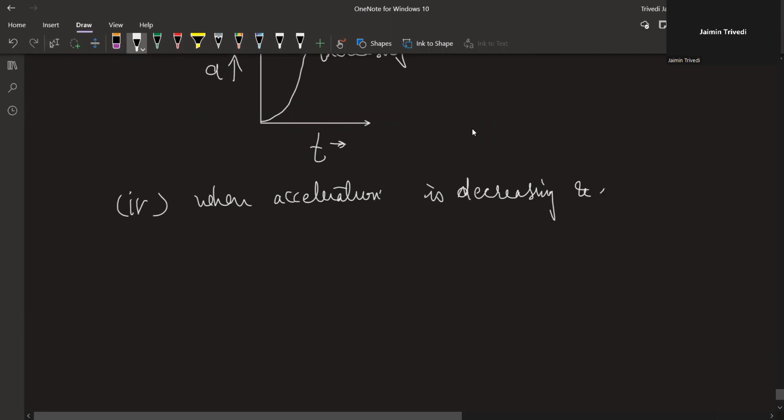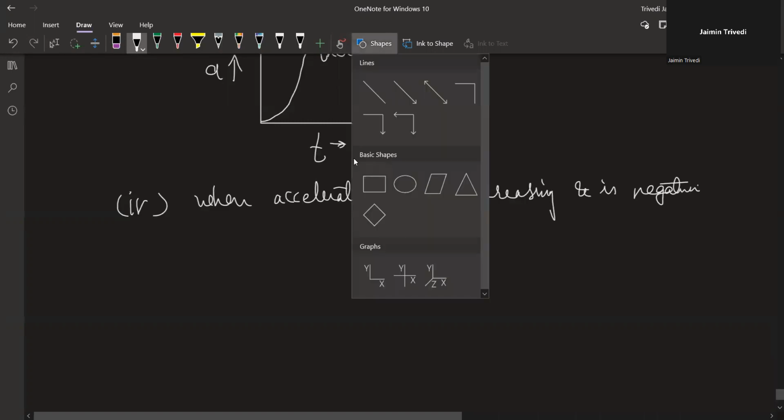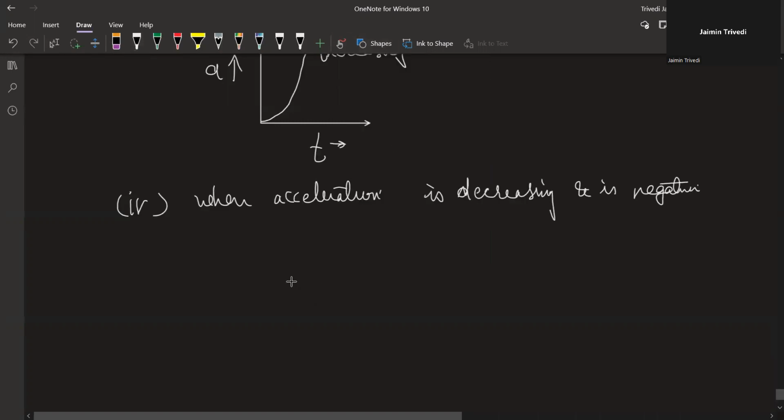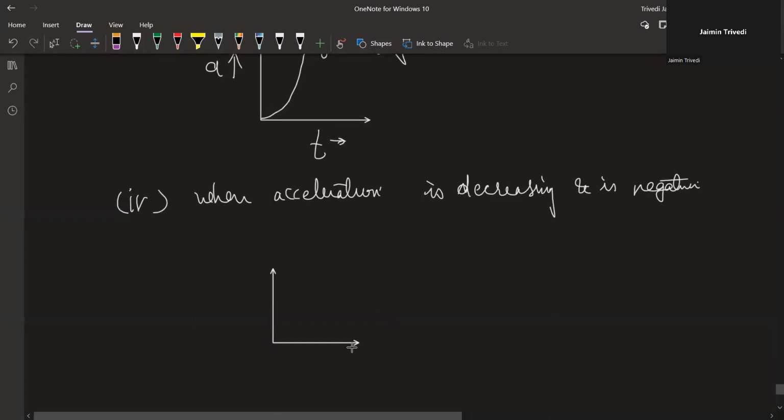Decreasing and negative. In this direction, time axis. This is decreasing.